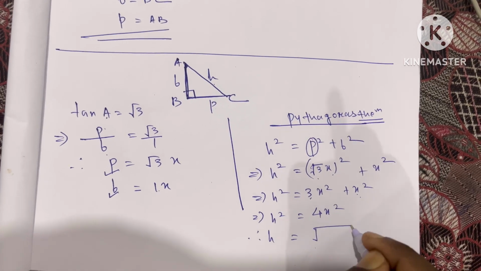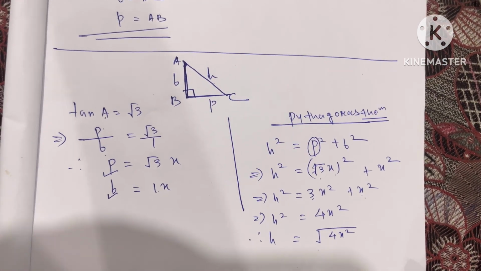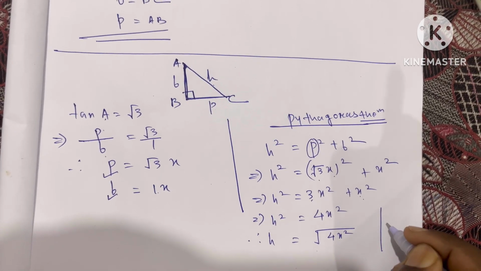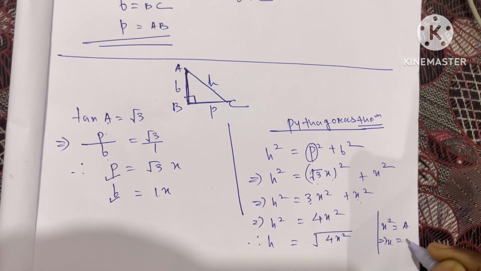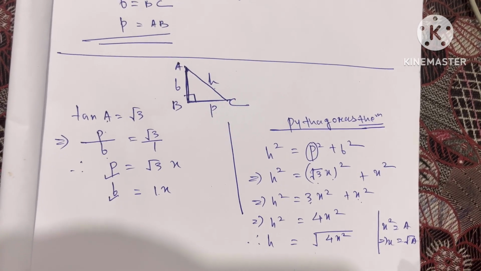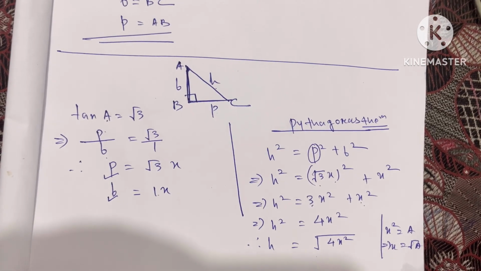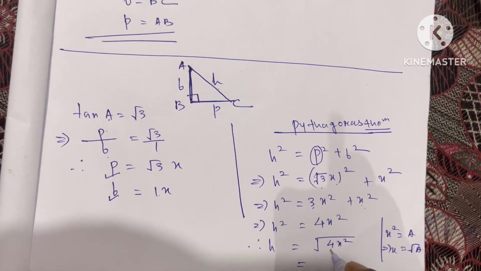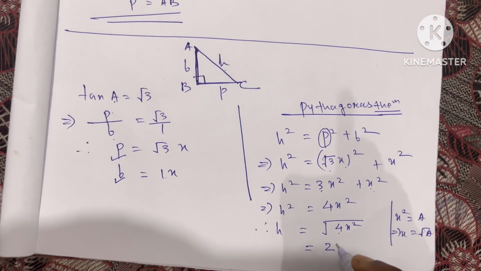h will be root over 4x square. When taking square root on both sides, you will get the value of h will be root over 4x square, no? Because x square is equal to a, which implies x will be plus minus root over a, but we don't need minus, because these are lengths. So h will be root over 4, which means 2, and x square means x.